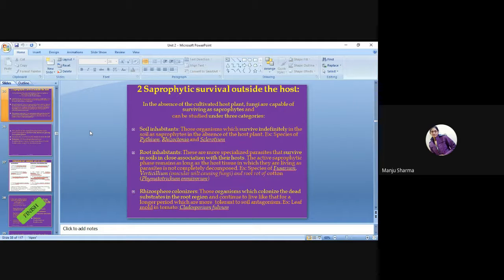Another is root inhabitants. According to the name, these are more specialized parasites that survive in soil in close association with their host. So the active saprophytic phase remains as long as the host tissue in which they are living as parasites is not completely decomposed. For example, species of Fusarium and Verticillium, which are vascular wilt causing fungi, and the root rot of cotton fungus, Phymatotrichum omnivorum.